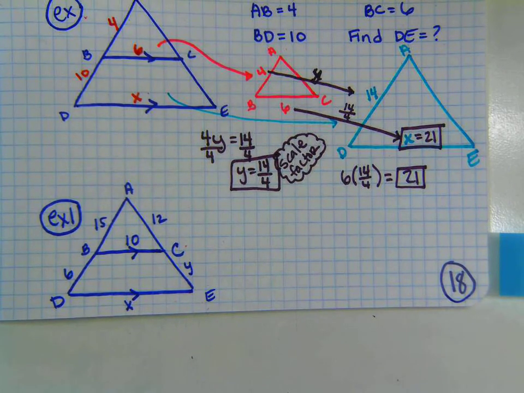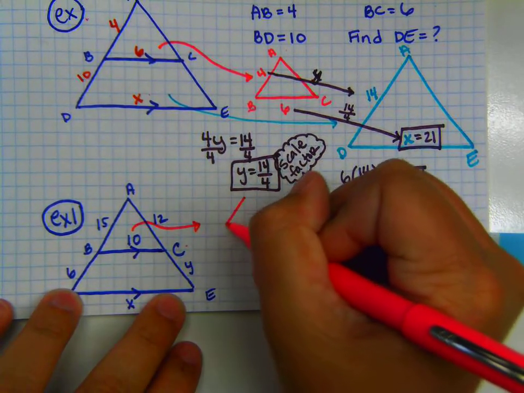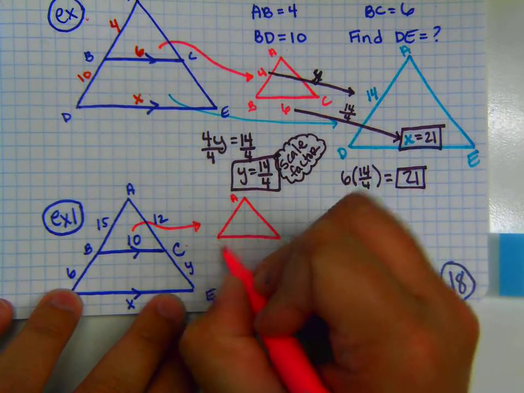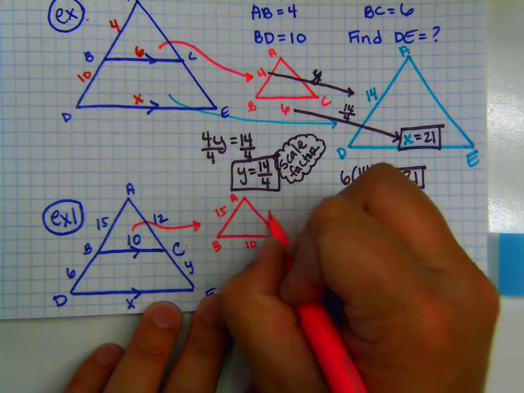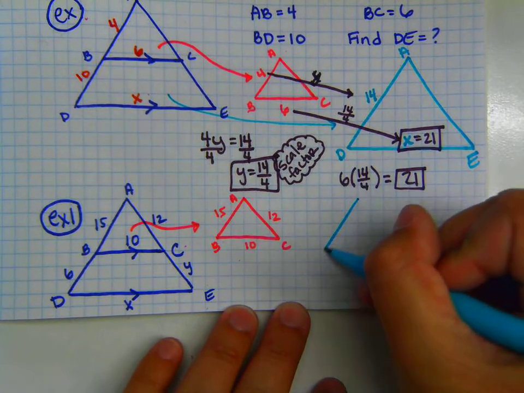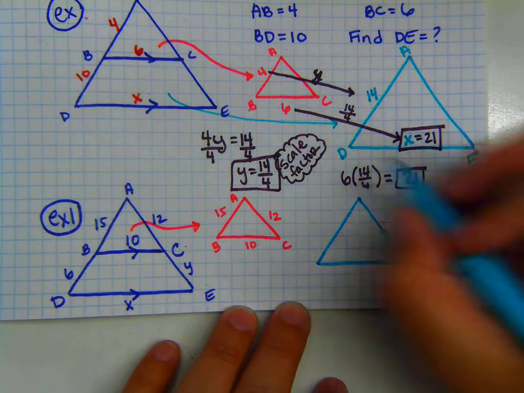Again, my hint to you is to draw 2 separate triangles. So hopefully you've already done that. Now let's go ahead and draw 2 separate triangles. So this is triangle A, B, C. We have 15, 10, and 12 on the side lengths. Then in the bigger triangle, I don't have a ton of room, so it may not look that big, but it is the big triangle.